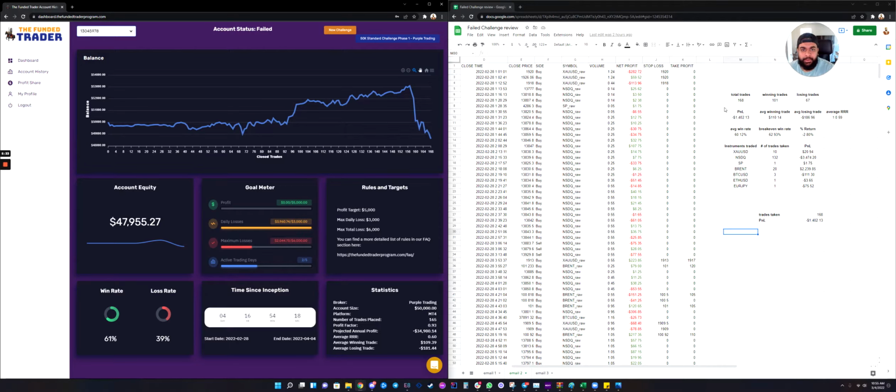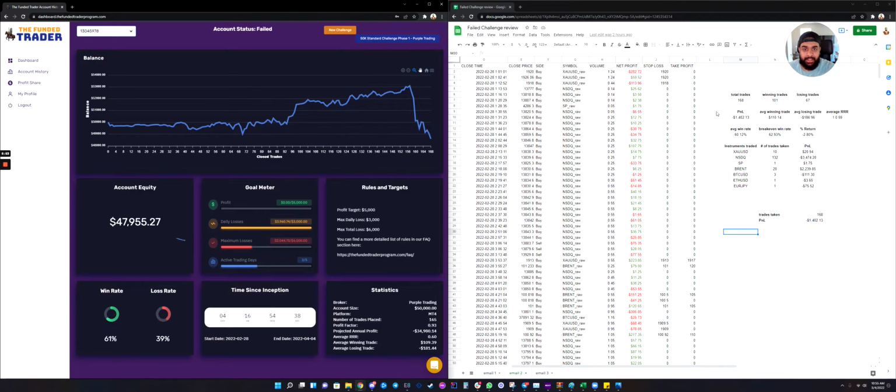So he had a total of 168 trades, with 101 being winning and 67 being losing. Now, this trader didn't trade on this account very long. I believe it was less than 36 hours. So to be taking 168 trades in 36 hours, like, scalping's not really for me.